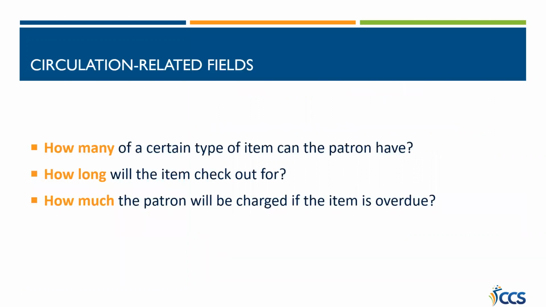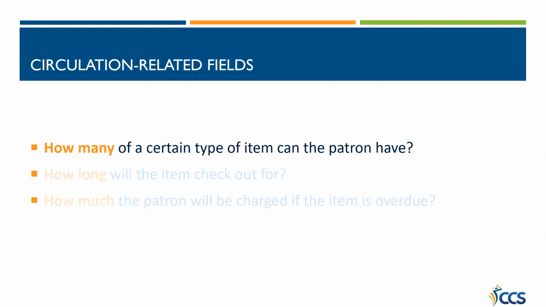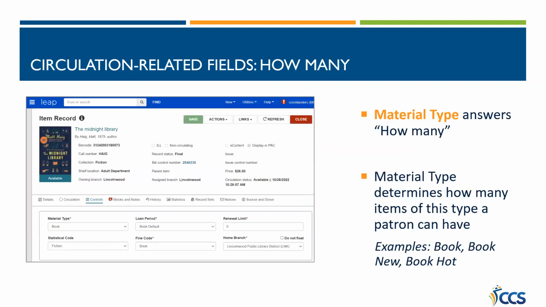The three specific rules or questions we're looking at today are: how many of a certain type of item can be checked out, how long will the item check out for, and how much will the patron be charged if the item is overdue. So let's take this first question. How many of a certain type of item can the patron have? And here, the item material type is used to answer this question.